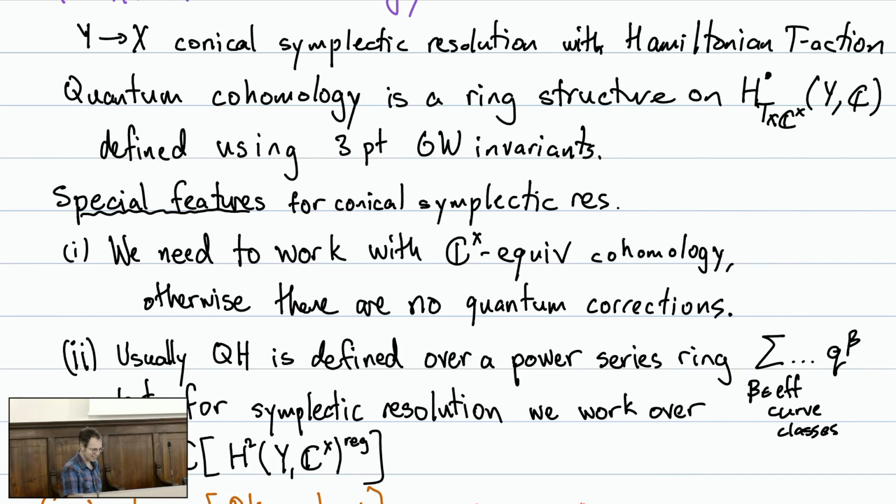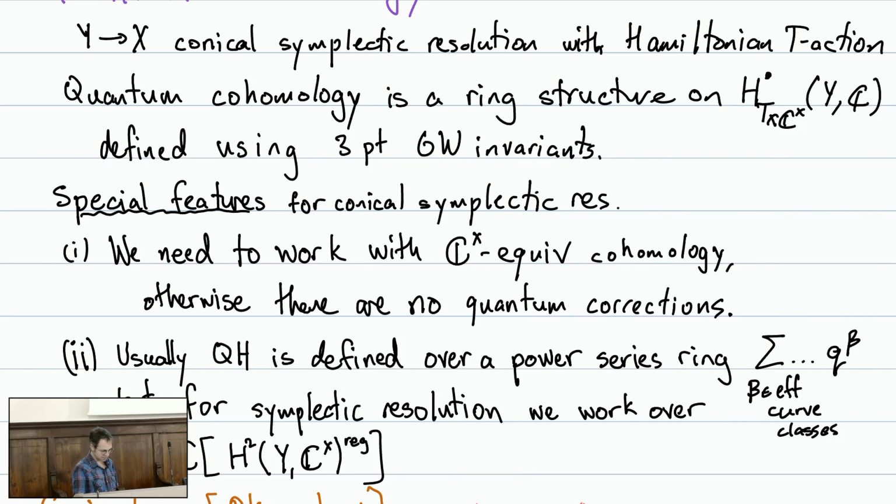And the reason for it, if I understand correctly, is that a conical symplectic resolution admits a deformation to an affine variety. And that deformation is not C star equivariant. But that deformation, if you ignore the C star equivariance, would kill this quantum multiplication.